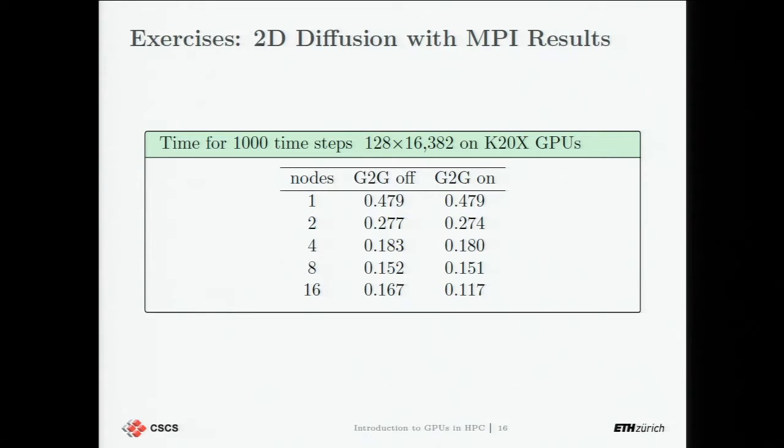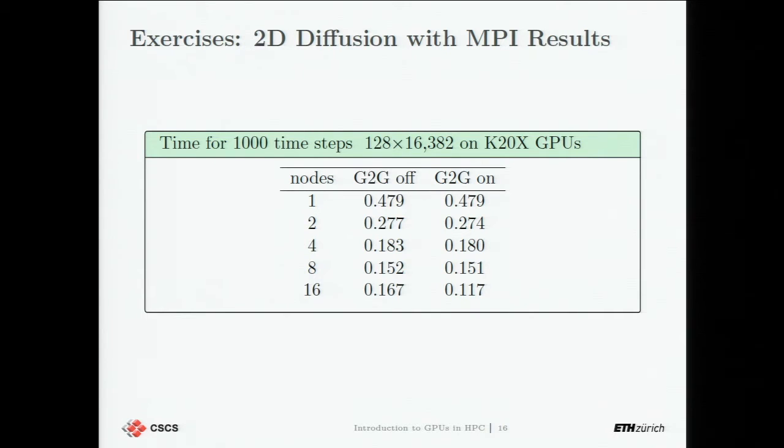And you see for one MPI rank, they have the same time, which is to be expected because there's no communication, so there's no difference. For 2, 4 and 8 nodes, there's a tiny difference, but it's equivalent to noise. I wouldn't want to say that one is faster than the other. But then at 16 nodes, the one without G2G communication gets a bit slower, whereas the one with G2G on managed to continue speeding up.